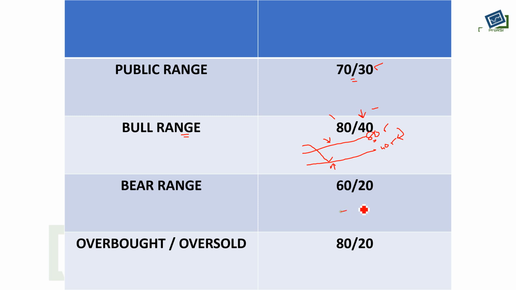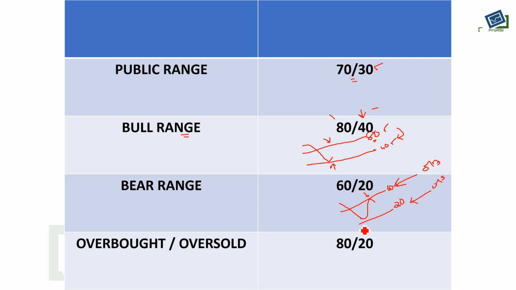Similarly, in the bearish market, only the 60 and 20 levels work. You have to plot 60 and 20. Don't have to plot, basically, it's already plotted. So what happens when the stock is in a bear market? Whenever RSI reaches 60 in a bear market, it is expected to face resistance there. So basically, overbought levels are 60 in a bear market, and the 20 level becomes the oversold in the bear market.